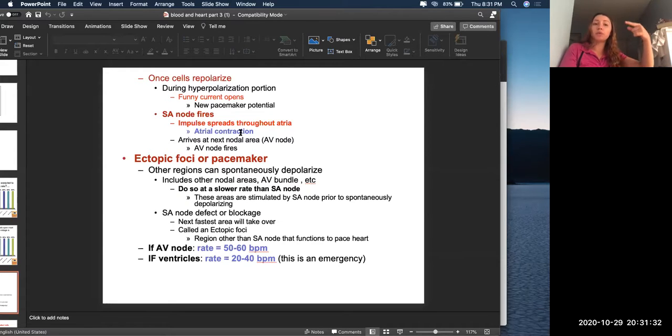And next, it will arrive at another nodal area, called the AV node. And the AV node will fire, right? And it will pass it through the next one, which is called the bundle of His. Through the bundle of His, it goes through the bundle branches to the Purkinje fibers and causes the ventricles to contract. Well, it will spread the electrical impulse and depolarize the contractile cells, and they will make the ventricles contract. That's probably more correct.